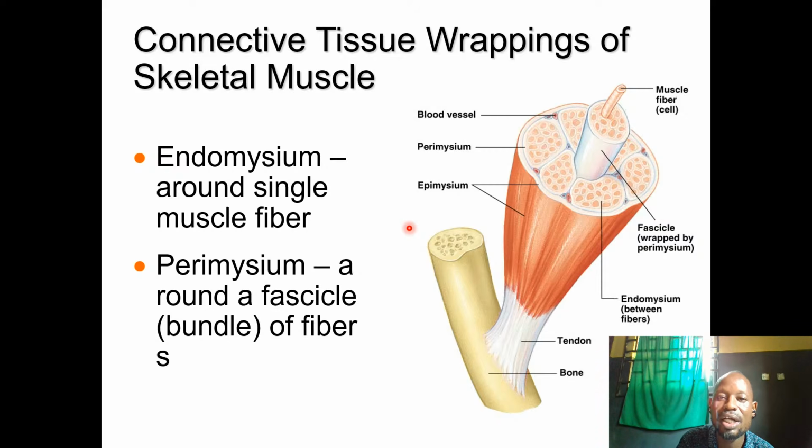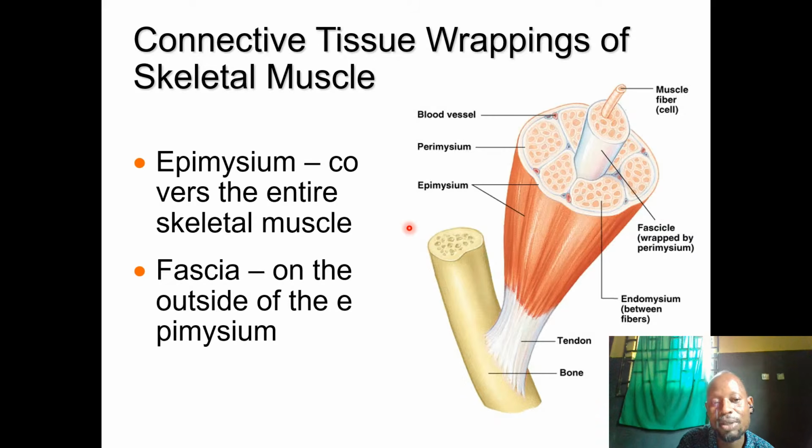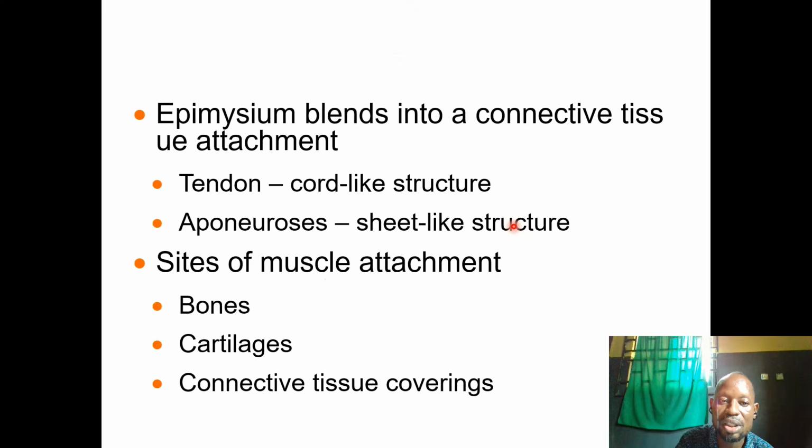Then we'll actually talk about it in histology: endomysium, perimysium, and epimysium. And then we'll look at the fascia that is outside the epimysium. There is fascia on the outside of the epimysium. That fascia is not seen here. It will wrap the muscle. It blends into the connective tissue attachment. So you see there are tendon-like structures, there are aponeuroses, and so on and so forth.